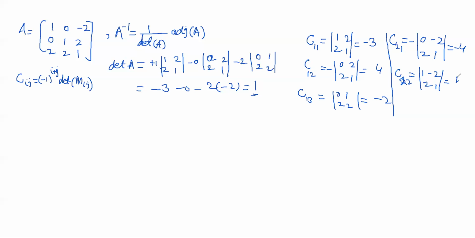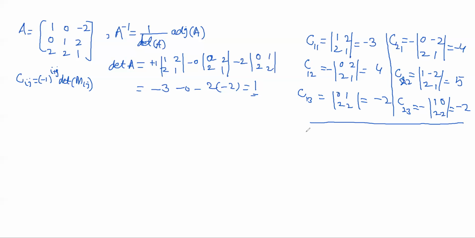5. Okay. Then C23, it will be with minus sign because 2 plus 3 is 5, and then 2, 3. So 1, 0, 2, 2. So what we will get is 2 minus 2. Okay.